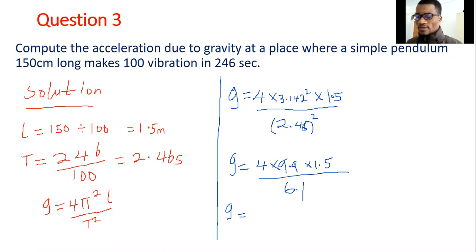Is this correct? 9.7. Yes, it's correct because that's our acceleration due to gravity. Approximately, it's going to be 10 meters per second square. So we have 9.74, and then we put the units, meters per second square. So this is our acceleration due to gravity.